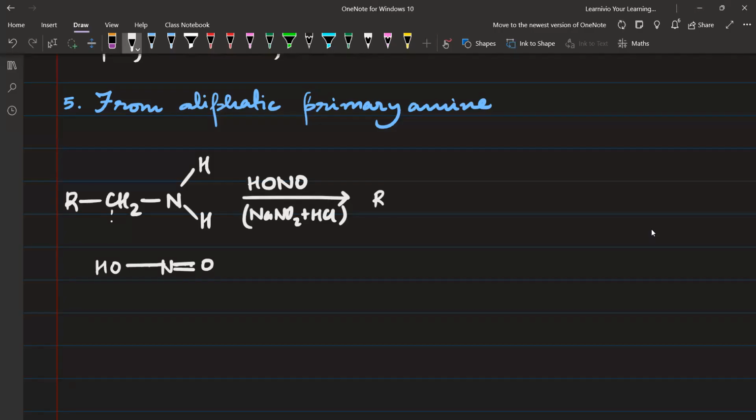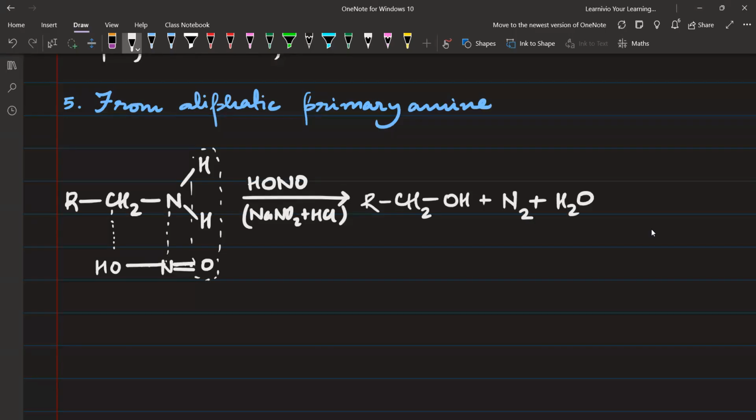Now what happens? This CH2 bonds with the OH. The nitrogens get bonded to each other. The two hydrogens get bonded with oxygen. So I hope you can see all the products that are going to get formed. You have R bonded to CH2, which is making a bond with OH, plus the nitrogen bonding with another nitrogen, so it will form N2. The two hydrogens bonding with oxygen give you H2O, right?